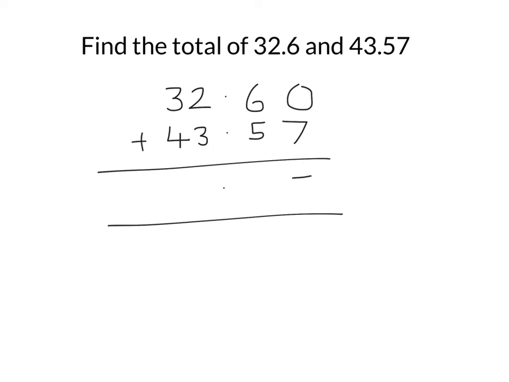0 and 7 is 7. 6 and 5 is 11. So we've got our 1 and our 1 left over. 2 and 3 is 5, plus our 1 is 6. 3 and 4 is 7. So the total of these two values is 76.17.